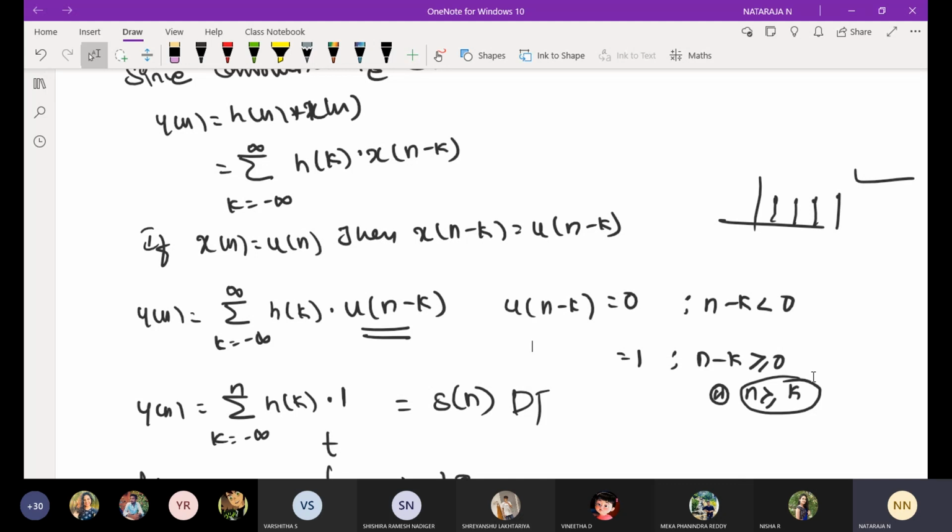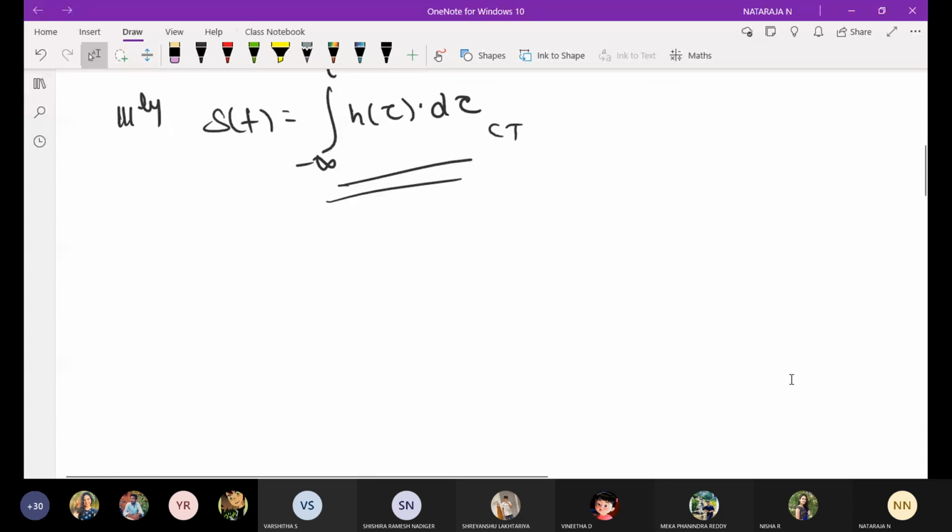Okay, take the next problem. Find the step response of the LTI system described by impulse response h of n is equal to u of n plus 2. Can you try this problem?